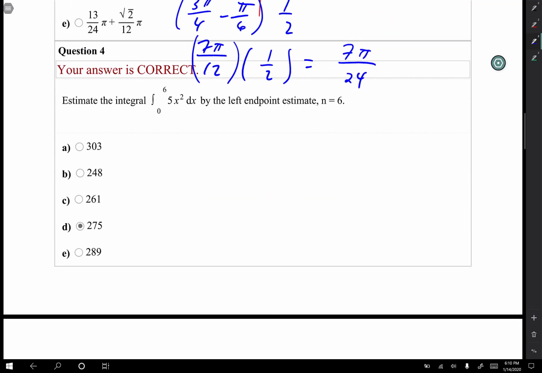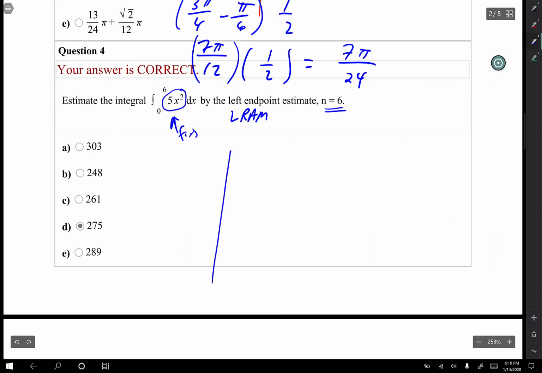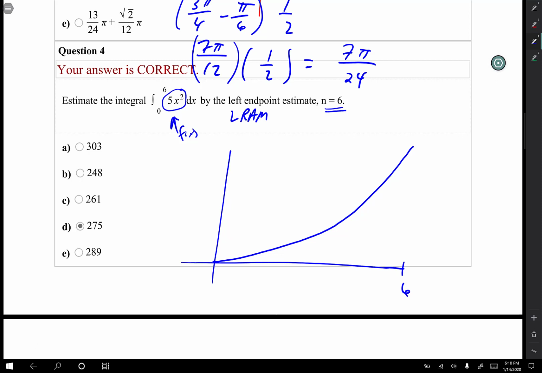Estimate the integral of 5x squared by the left endpoint. So this is LRAM with 6 rectangles. Okay, I'm going to exaggerate. This is just a quadratic, the function 5x squared. So here is my quadratic equation, exaggerating it. I'm going to say that's 6, so if that's 6, here's 0. Let me use red here. 1, 2, 3, 4, 5, and then 6.